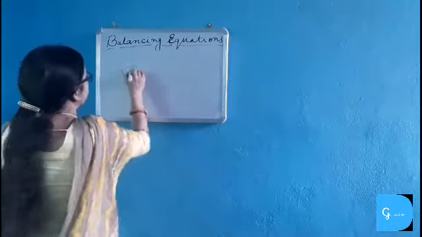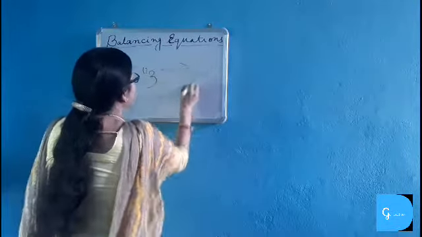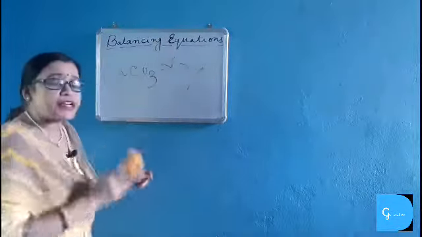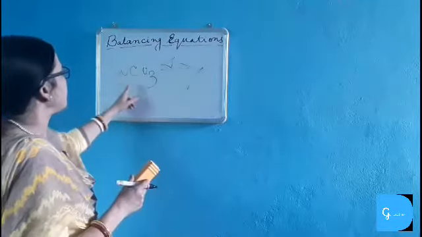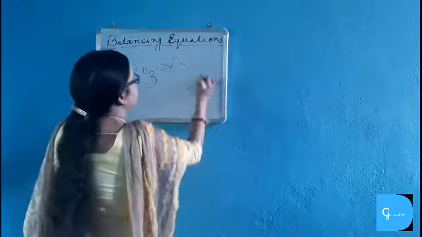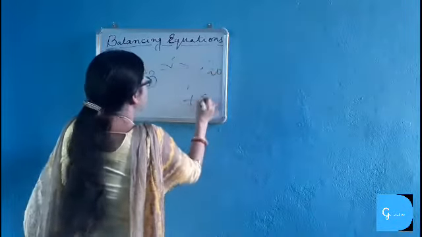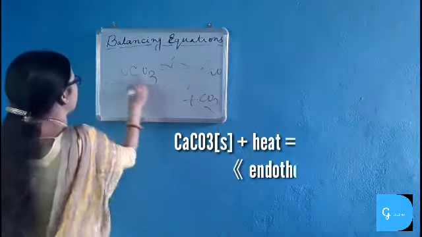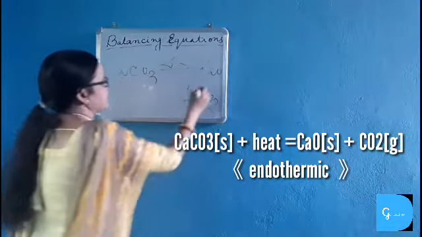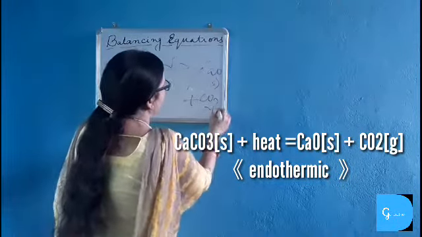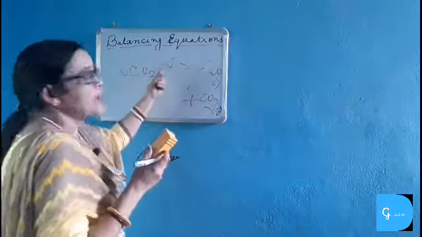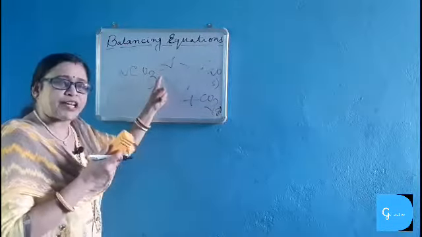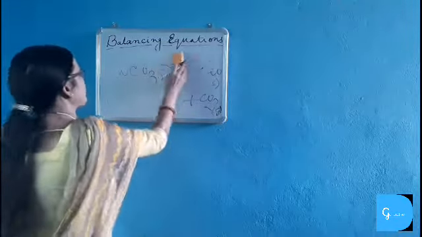Take an example. When calcium carbonate is heated, heated means heat added, that means it is an endothermic reaction. So when calcium carbonate is heated, then it gives calcium oxide plus carbon dioxide. This calcium carbonate is solid, calcium oxide is also solid, and carbon dioxide is gas. And anything which is heated is an endothermic reaction because it is taking the heat.